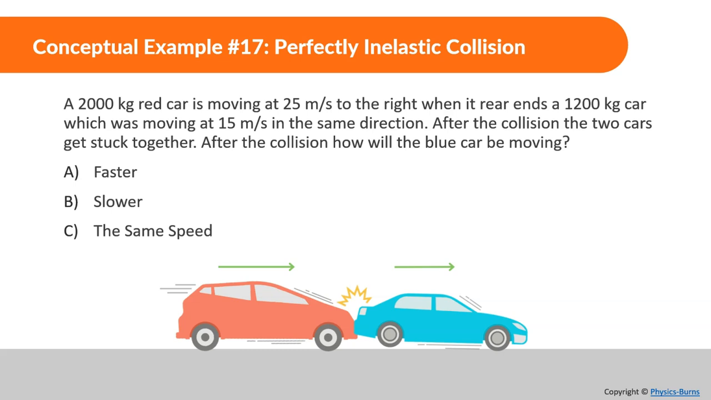A 2,000 kilogram red car is moving at 25 meters per second to the right when it rear-ends a 1,200 kilogram car, which was moving at 15 meters per second in the same direction. After the collision, the two cars get stuck together. After the collision, how would the blue car be moving: A, faster, B, slower, C, the same speed? You should say how the car would be moving compared to before it collided. It takes some time to think about it. Pause if you want. But it should make sense that it's going to be going faster.